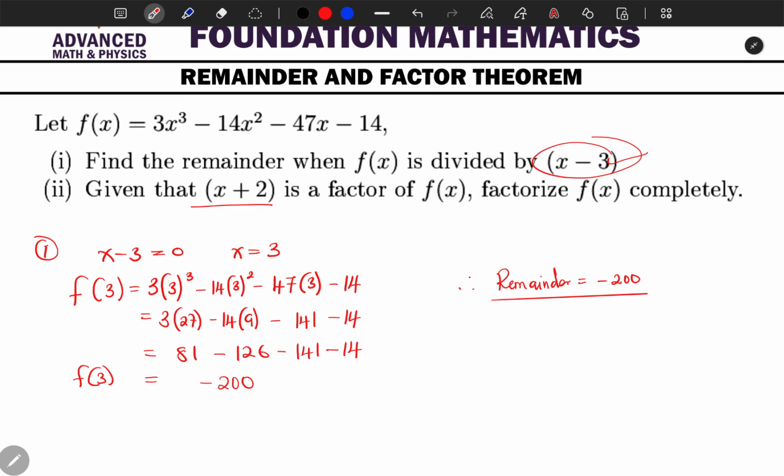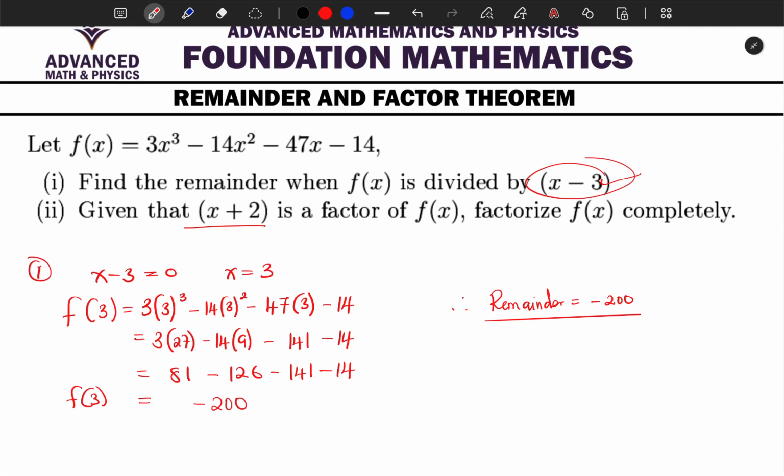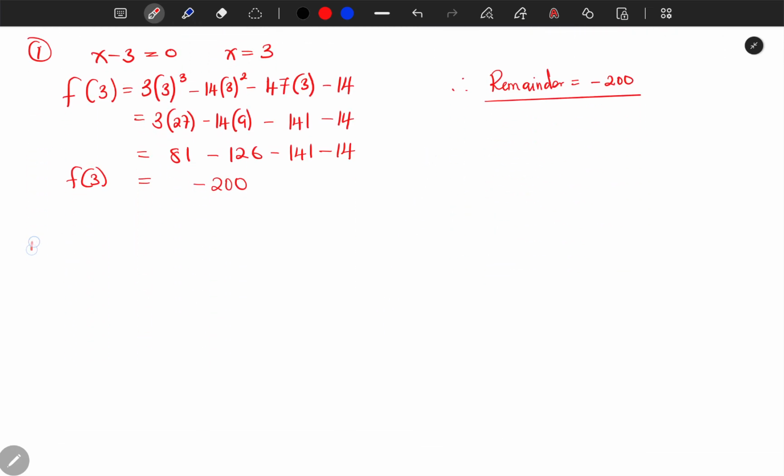Okay? All we have to do is divide. Since x plus 2 is a factor, when you substitute x equal to negative 2 in that equation, you should be getting 0. So we're going to use synthetic division to find the other factors. This one, x minus 3, is not a factor, by the way, because it is leaving a remainder, so we cannot use that one. So let's go to part 2.